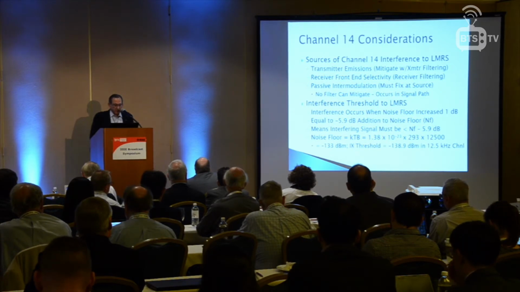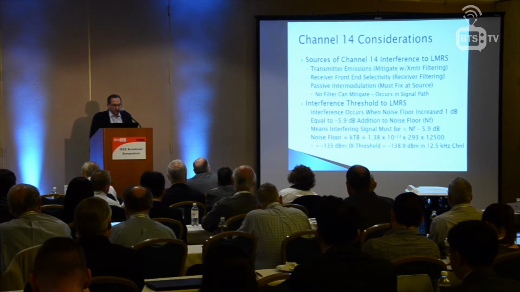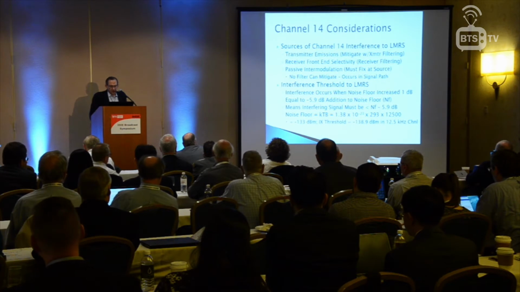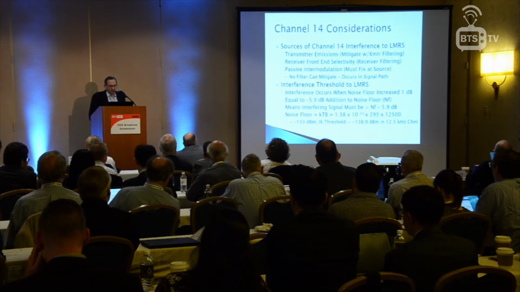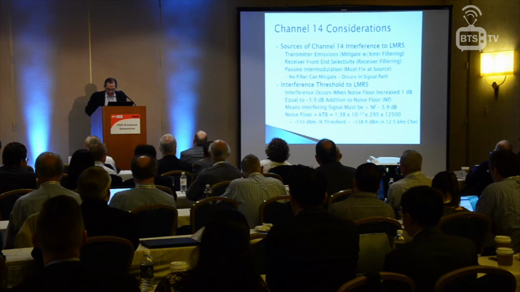That's our target. And if we look at the noise floor of a 12.5 kilohertz channel, which would be a typical land mobile kind of bandwidth, the old formula for noise, the noise floor of a channel is KTB, Boltzmann's constant, times the temperature in Kelvin times the bandwidth in hertz. And that comes out to be minus 133 dBm, making the interference threshold minus 138 dBm in a 12.5 kilohertz channel.